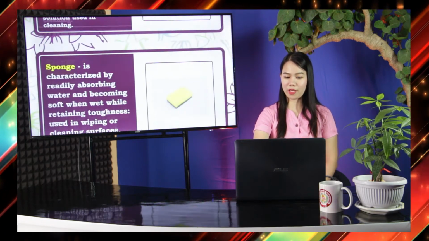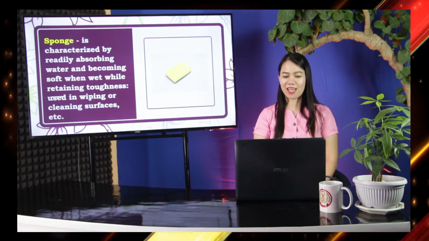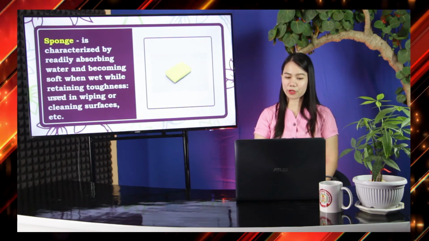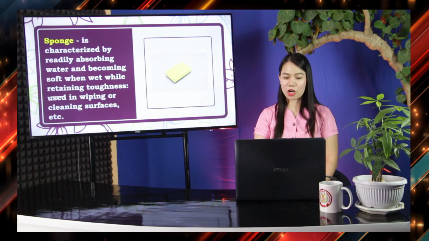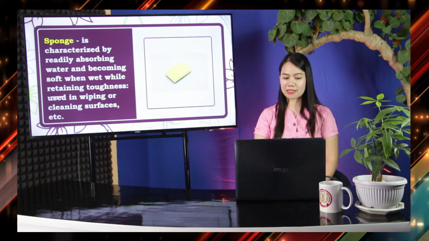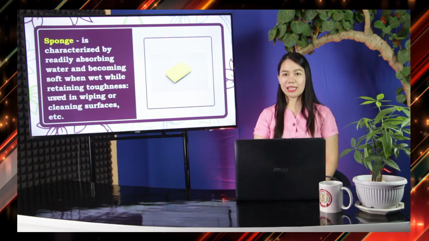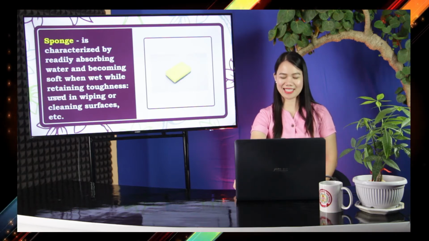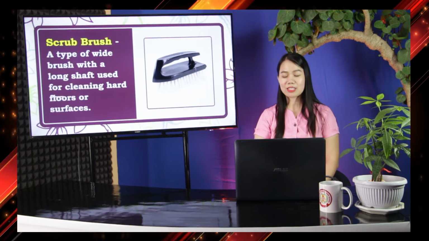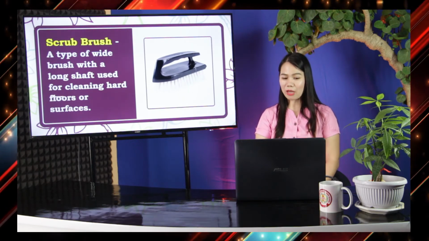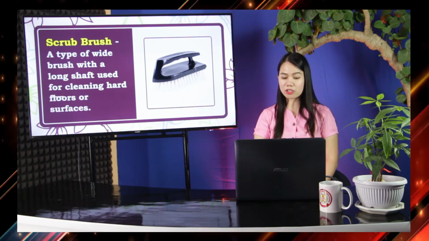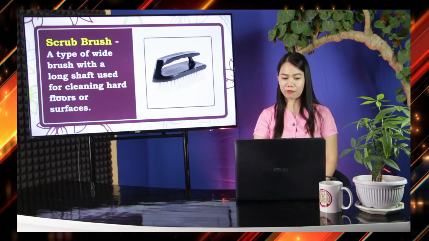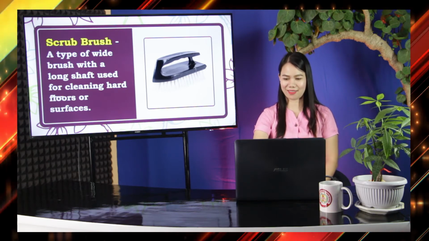The next one is the sponge. It is characterized by readily absorbing water and becoming soft when wet while retaining toughness, used in wiping or cleaning surfaces and so on. Next, we have the scrub brush, a type of wide brush with a long shaft used for cleaning hard floors or surfaces.